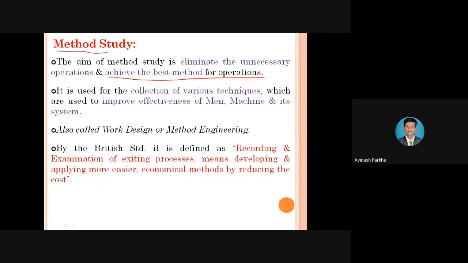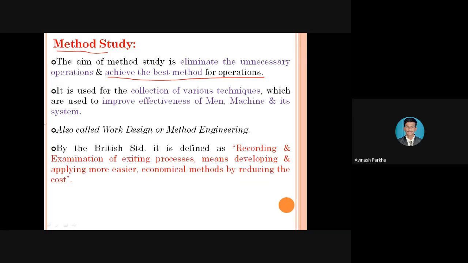That means 1 hour is reduced, and that 1 hour was required for the unnecessary operation. That means unnecessarily that 1 hour was wasted to convert the raw material into finished goods. So if I have to remove those unnecessary operations, I have to apply the concept of method study to that existing process.